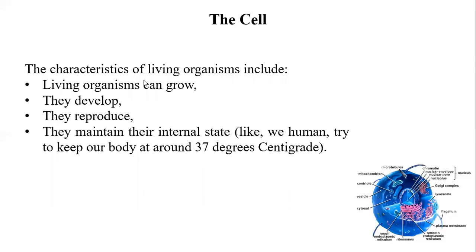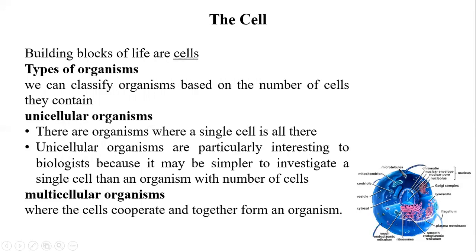Okay, what can these characteristics be? These characteristics of living organisms include: living organisms can grow, they can develop, they can reproduce, and they maintain their internal state, like we humans try to keep our body at around 37 degrees centigrade. And next is types of organisms.